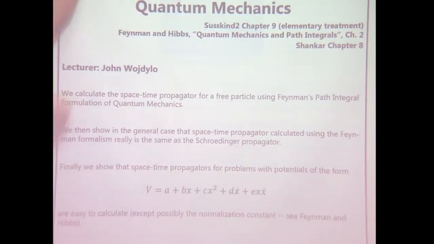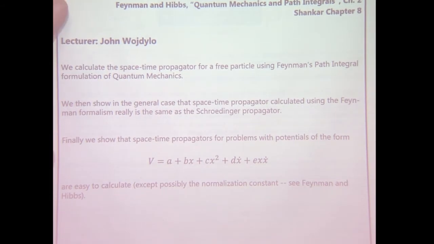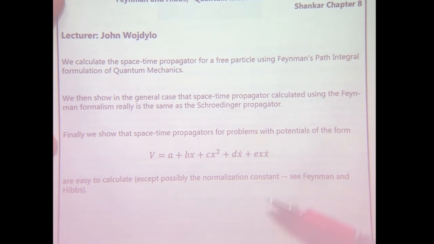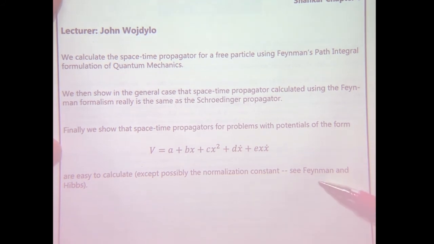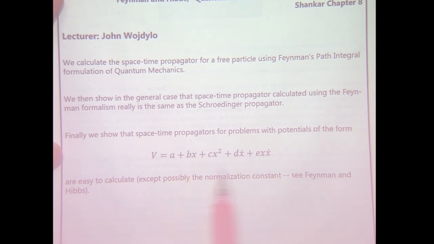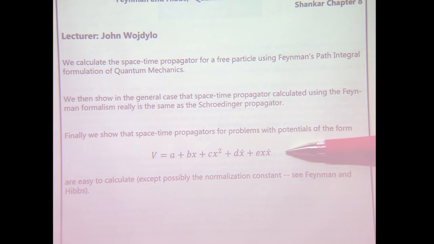You really do get the same thing. It's guaranteed. Finally, there is a whole class of problems where calculating the space-time propagator is actually quite easy, apart from the normalisation constant. For the normalisation constant, you should have a look at that book by Feynman and Hibbs. But when the potential energy has this form, basically quadratic in x, and then you've got x dot here and a cross term, x times x dot, any kind of combination that looks like this is quite easy to calculate, and we'll show why at the end. If you think about it, it's actually very closely related to the discussion we had a few weeks ago on the classical limit. The reason is very similar.